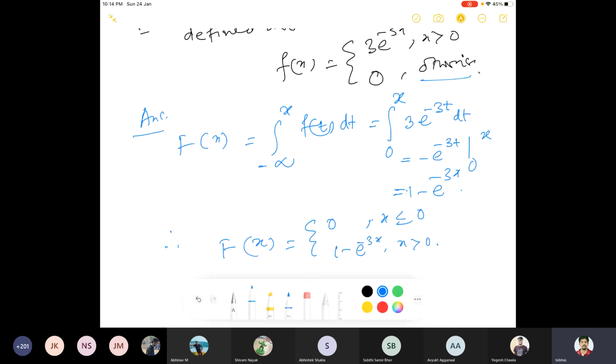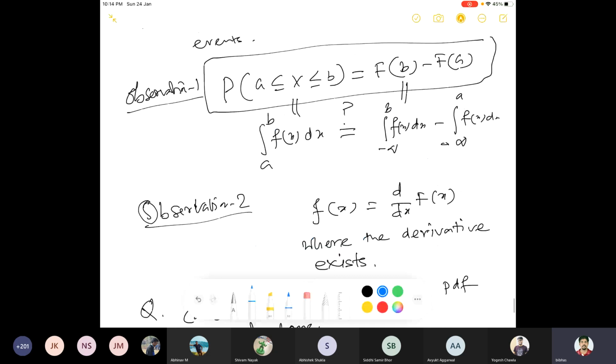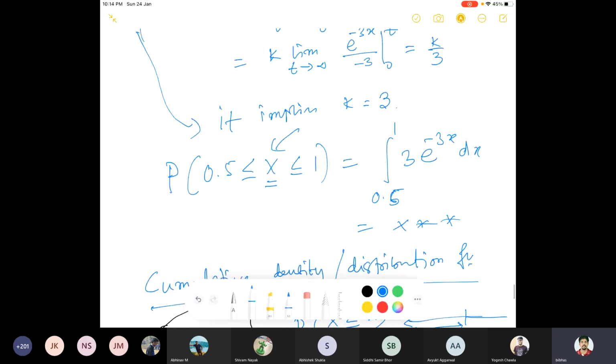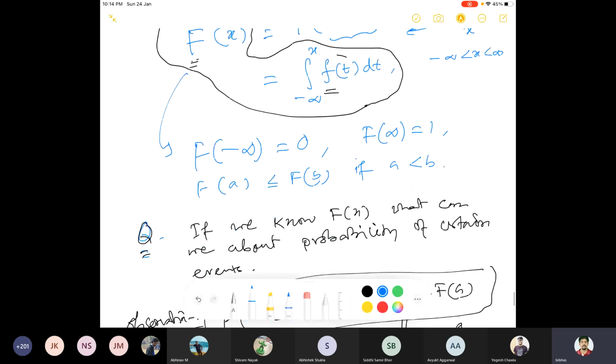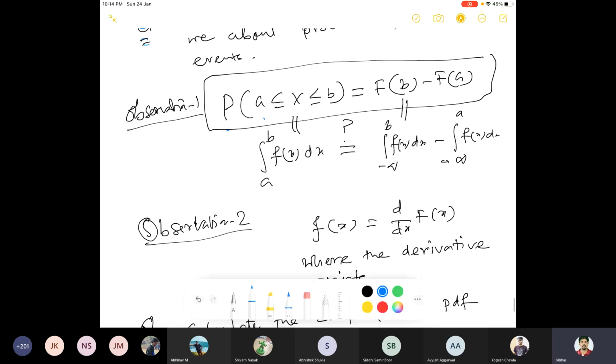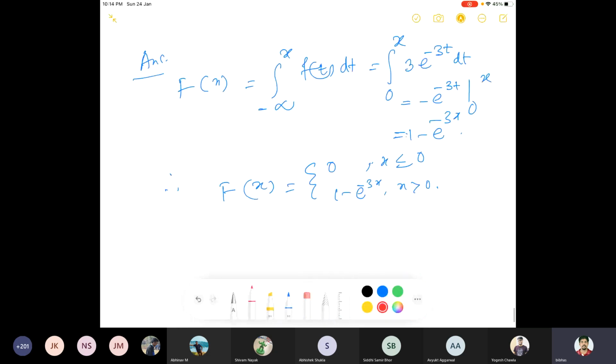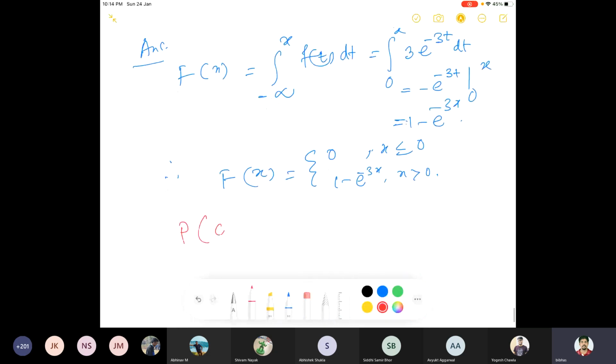Now if I want to find the probability of that same event using the capital F, you can also do that. Earlier we used the integral directly, but here we have a ready-made formula: the probability of a ≤ X ≤ b is equal to F(b) minus F(a), if F is known. So we can directly say the probability of 0.5 ≤ X ≤ 1 is F(1) minus F(0.5). Whatever it is, you can just find it out.